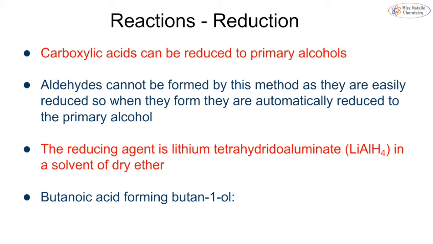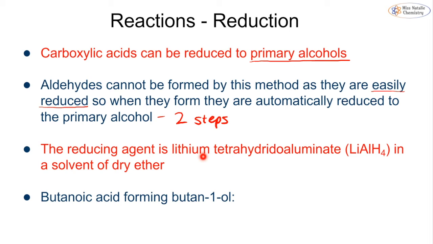So the first type of reaction is a reduction reaction, and this is where we can go from the carboxylic acid back to the primary alcohol. Now, we cannot form aldehydes using this method because the aldehydes are very easily reduced. So what happens is when you form the aldehyde, it automatically then goes to the primary alcohol. So if you want to get an aldehyde from a carboxylic acid, you require a 2-step method. You would have to reduce it back to the primary alcohol and then oxidize that. So that would require 2 steps.